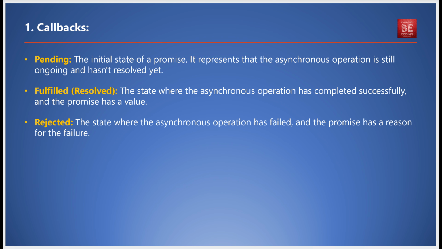Promises can exist in three states. The pending state is the initial status of a promise, indicating that the asynchronous operation is still in progress. Then there's the fulfilled or resolved state, which signifies a successful completion of the operation. And finally, the rejected state, which occurs when the operation fails.